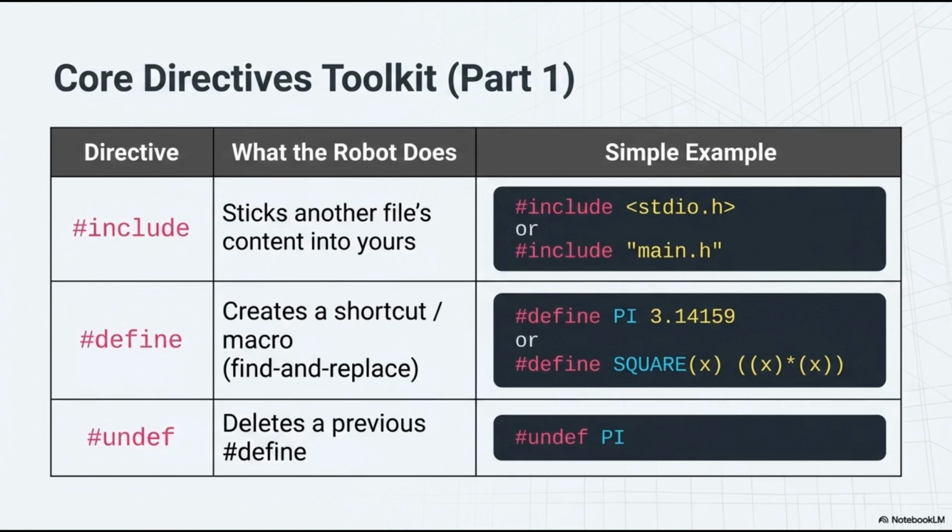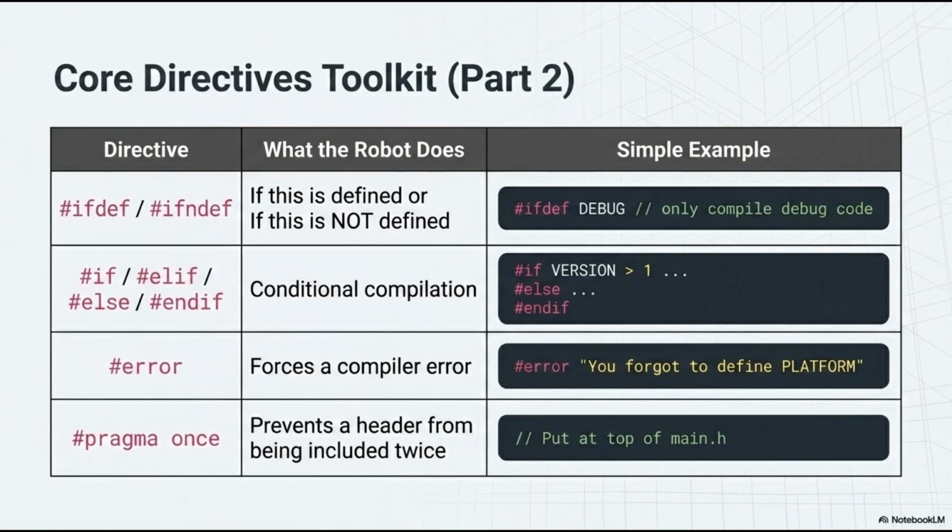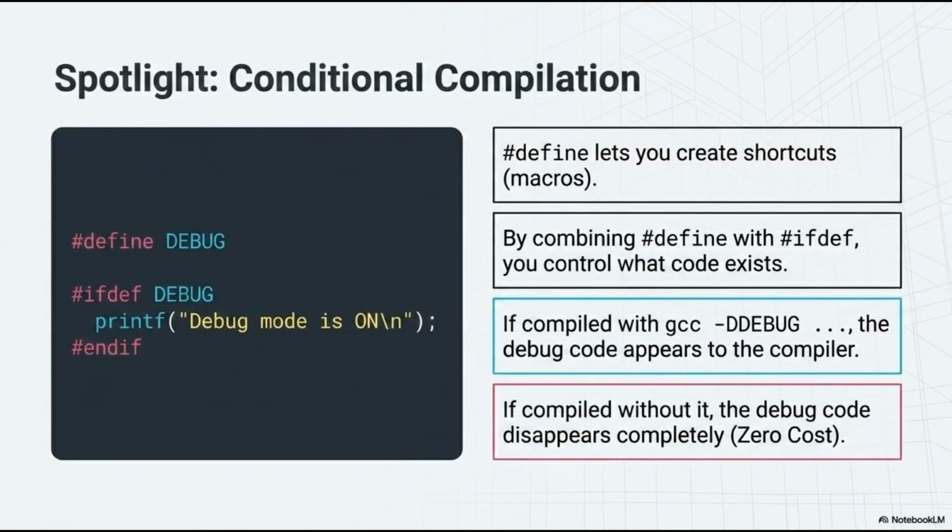And #undef, that simply deletes a previously created #define shortcut, basically telling the robot to just forget about it. But the robot can also make decisions using slightly more advanced logic. #ifdef and #ifndef tell the robot to only keep certain chunks of code if a specific shortcut has or hasn't been defined. You also have standard #if, #elif, #else, and #endif for conditional compilation. Now, if things go wrong and you need to forcefully stop the process, #error makes the robot throw a compiler error with your custom message. And finally, there's #pragma once, which is a really handy modern command that just prevents a header file from being included twice.